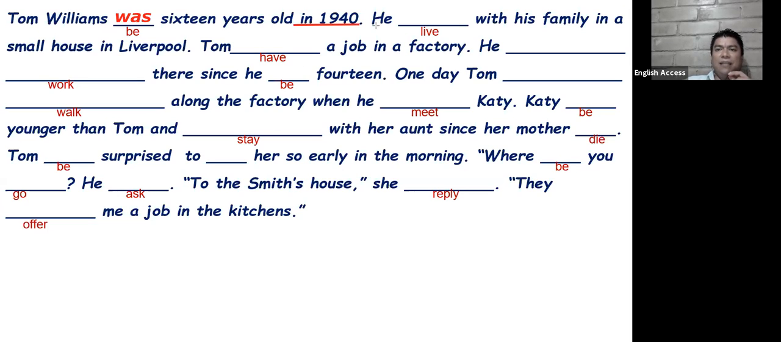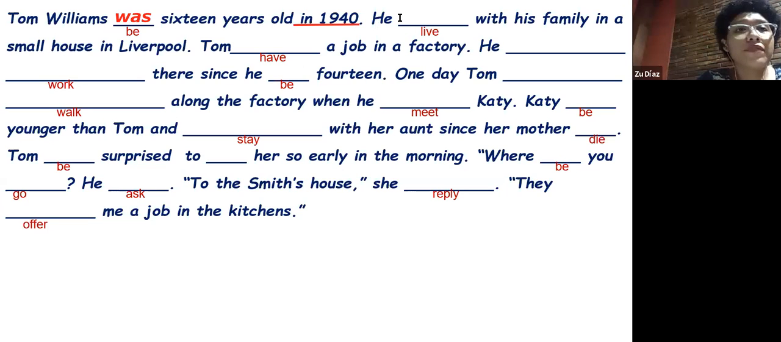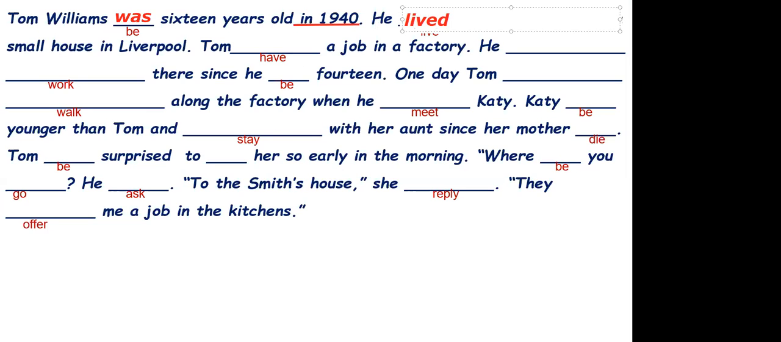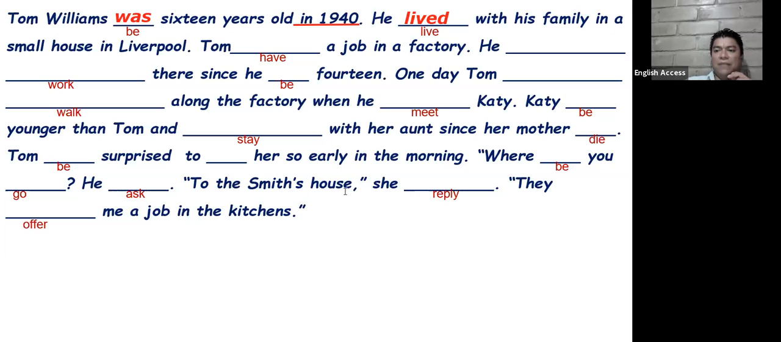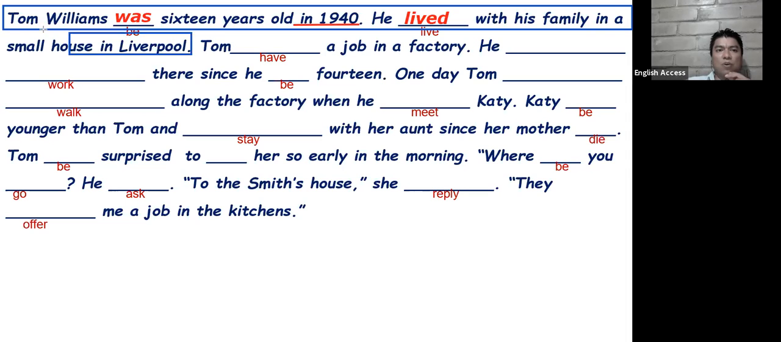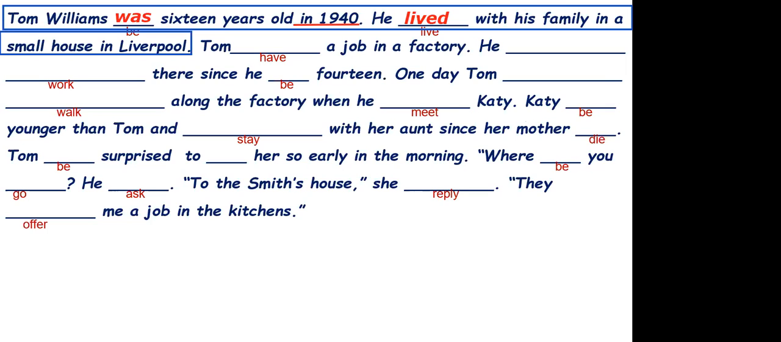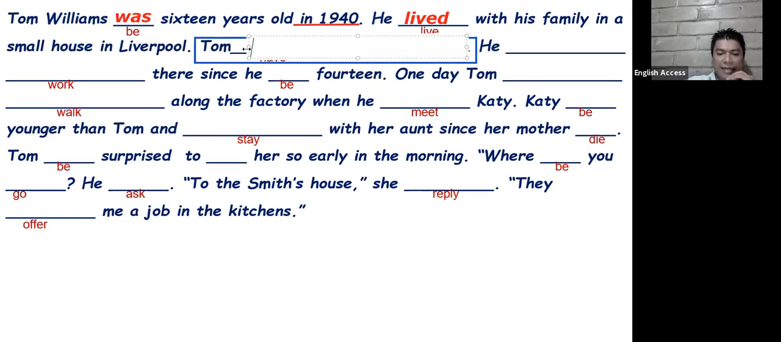Yes. Now he lived. Why? He's living? Because we're still talking about the past. It is part of the same story, right? About Tom Williams. Yeah, there is no other event. It's only one event, so it's part of the simple past. Very good. Let's continue. Had. Very good. We're still in the same story, right? Yeah. Tom is still in the past, in 1940.